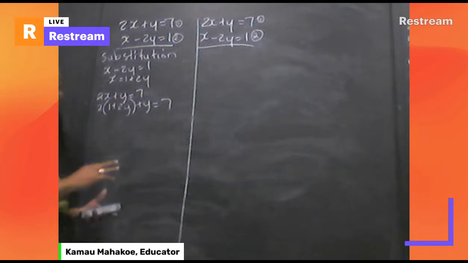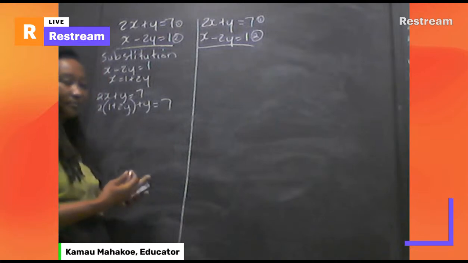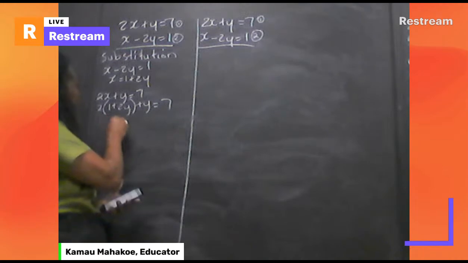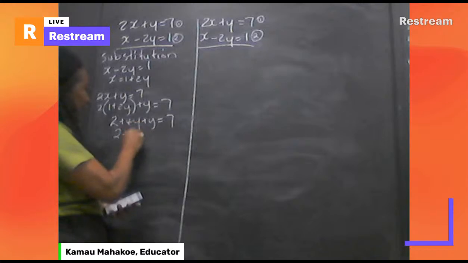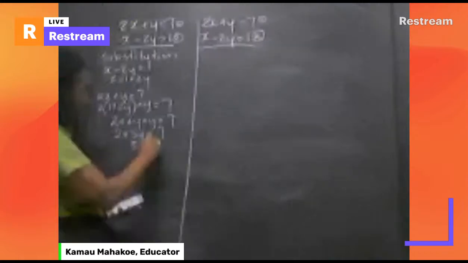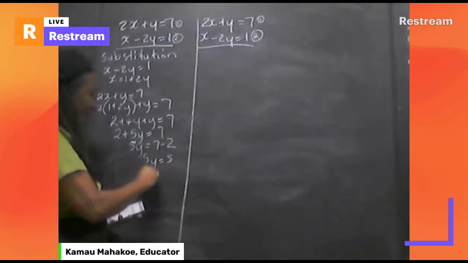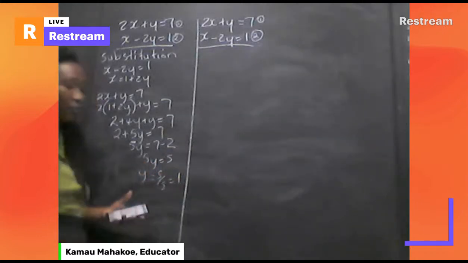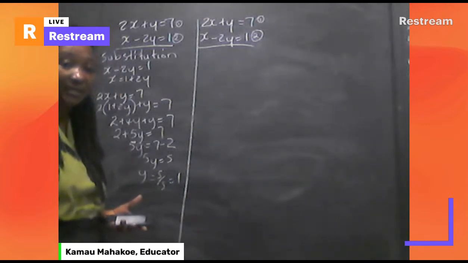equals 7. Now using the distributive law to expand the equation, 2 times 1 is 2 and 2 times 2y is 4y. Combining the y variable, 4y plus y is 5y. So 5y, taking 2 from both sides, 5y is 5. So y is 5 over 5, which is 1. Remember, we're not done yet. It's simultaneous equation. We need to solve for both variables.